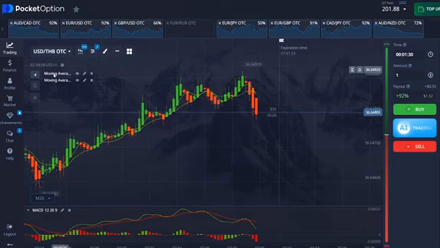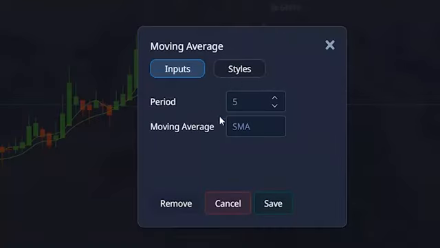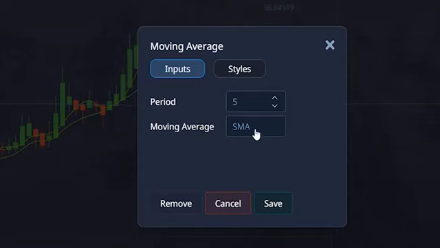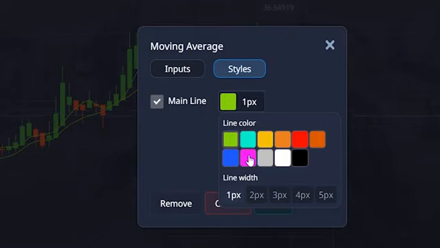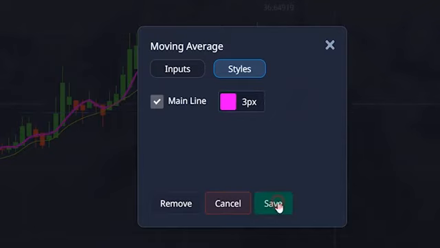Right here we're going to come over to the settings of the first moving average, which comes with the period of 5. For the moving average, we're going to be making use of SMA. On the style level, I'm going to use this purple color, on 3 pixels. When you're done, just click on save.